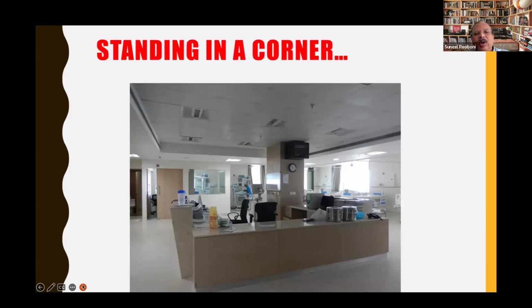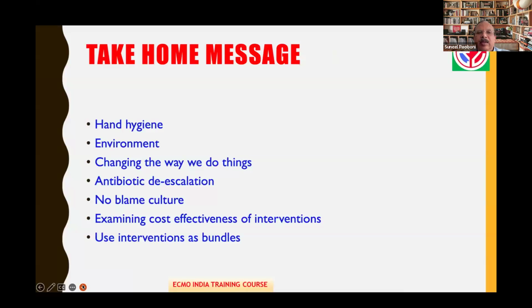For me, standing in the corner of the ICU and observing how different colleagues are performing used to tell a lot about what are the corrective steps to be taken in that particular circumstances in my unit. This is again with no blame policy. I'm not after them. Maybe subconsciously they are doing something, but it is a fact. So we have to acknowledge that and try to change it if it is affecting your infection control policy.